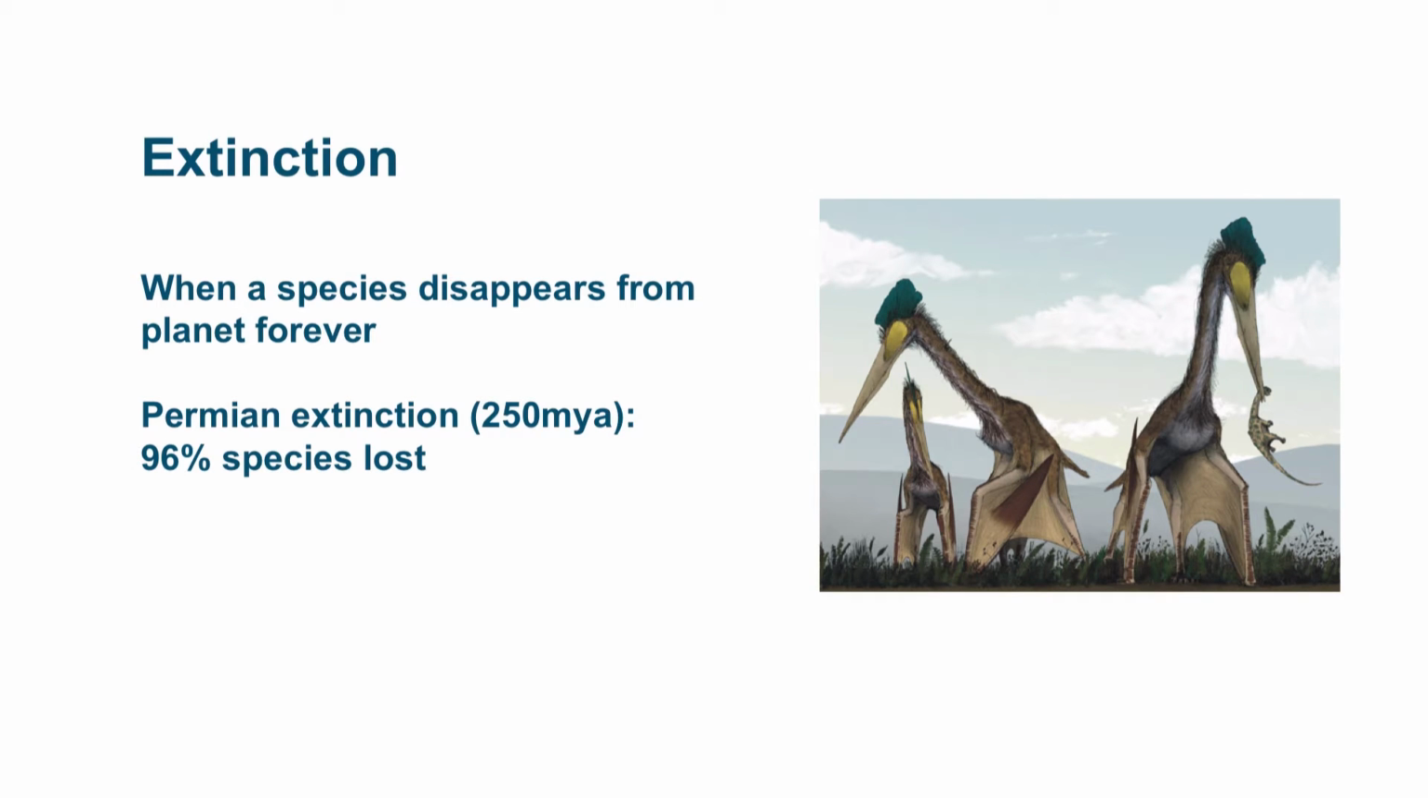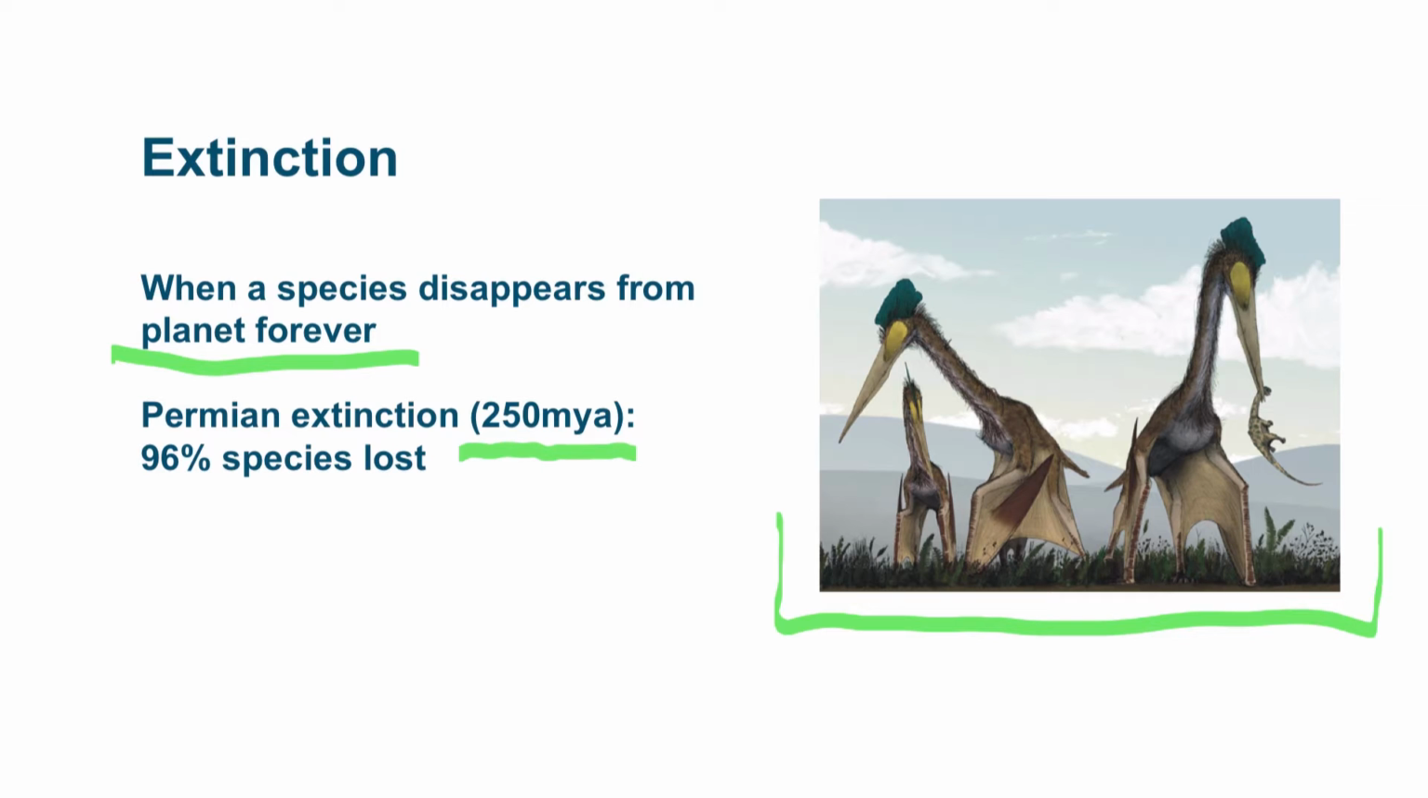Extinction basically means a species is gone forever. Unfortunately, lots of amazing animals, such as these flying reptiles, went extinct millions of years ago. The Permian extinction, which happened 250 million years ago, wiped out 96% of the species on the planet.